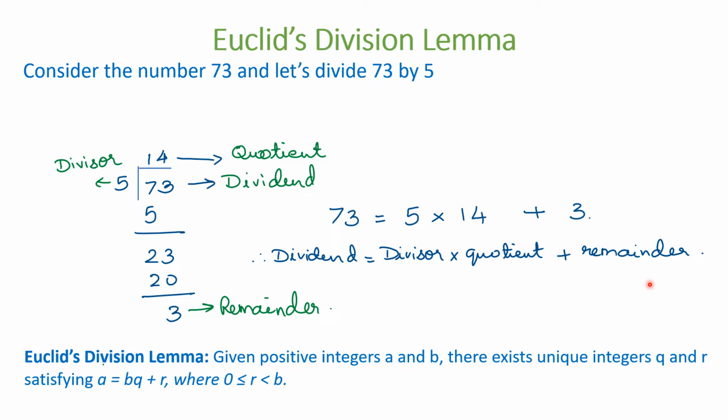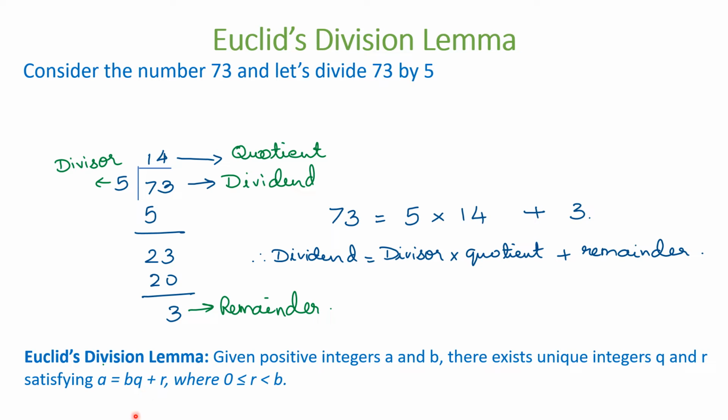This is something that you have done in your 8th standard and in your 9th standard also. So from here, Euclid's division lemma is written as: given positive integers a and b, there exist unique integers q and r satisfying a is equal to bq plus r, where 0 is less than or equal to r is less than b. So a is equal to b into quotient plus remainder, where your remainder is always between 0 and b. It can be equal to 0 but it will definitely be less than b.